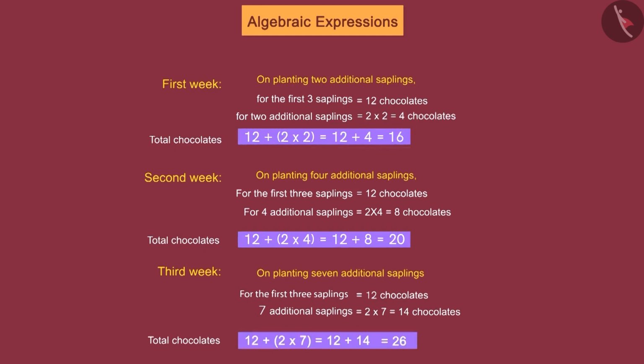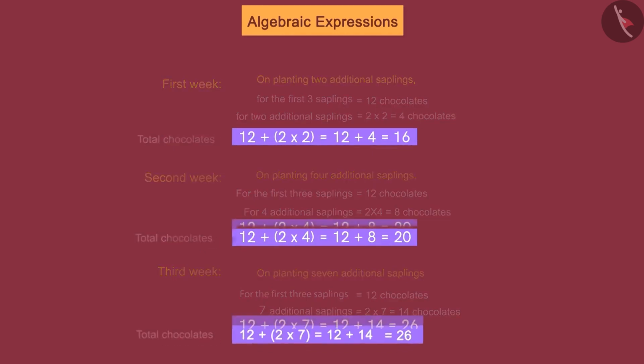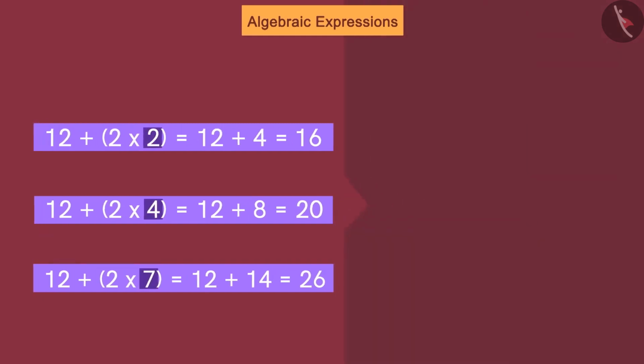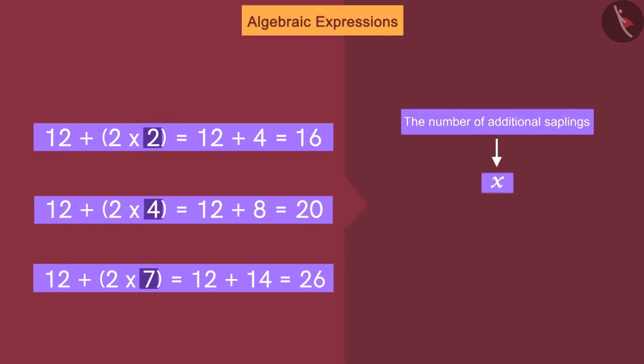Now look carefully at these 3 calculations. Do we see any pattern? In each calculation, everything is the same except for 2, 4, 7. These numbers are the number of extra saplings Raghu has planted. Now, if we replace the number of extra saplings with letter x, we will get this. x is the number of additional saplings planted.